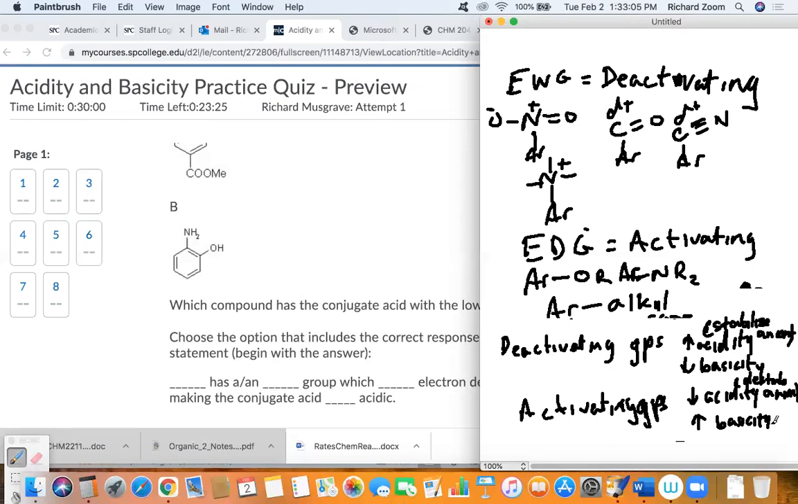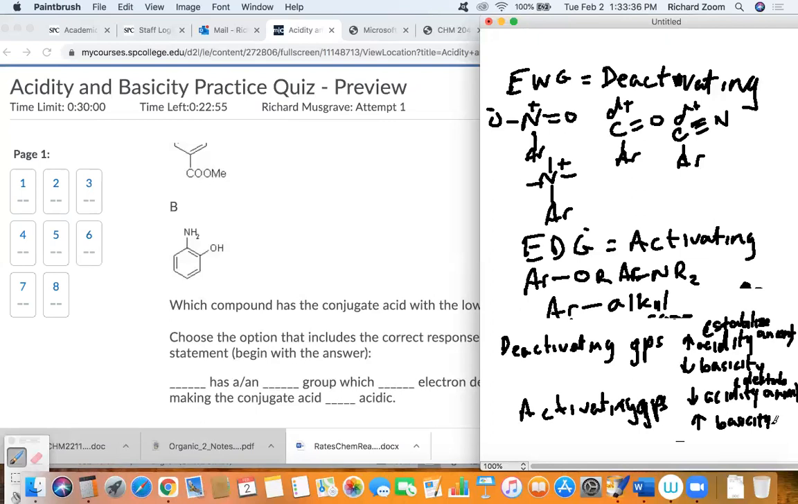A deactivating group will destabilize a cation and make it more acidic. Okay. Thank you. Activating groups stabilize cations and make them less acidic. That answers it. Thank you. Okay. But I'm never going to ask you that. I won't do it.